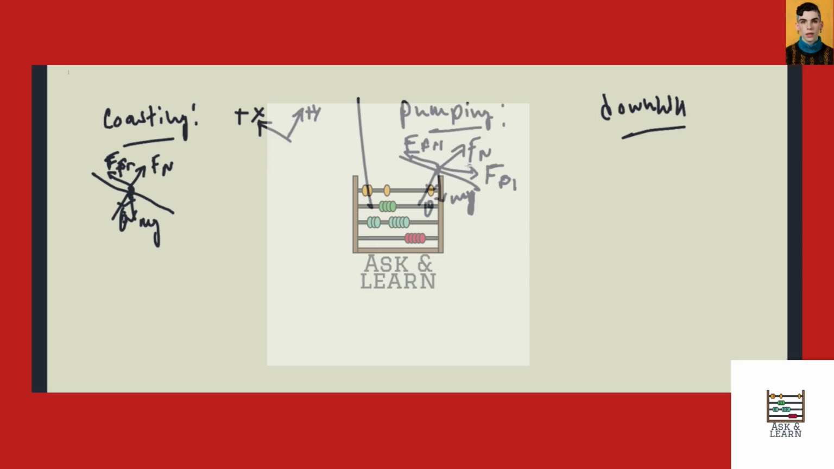When the cyclist is pumping and applying a pumping force, let's call that F sub P1, you again have a friction force acting opposite the direction of motion. We're going to call this FR1. But there's also P1, a pumping force from downhill motion, which is acting in the negative x-axis.